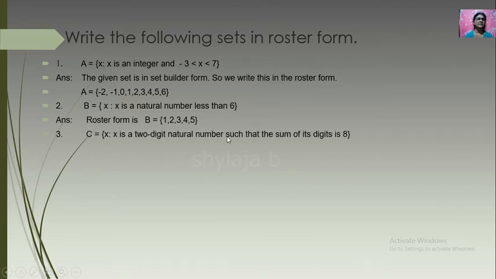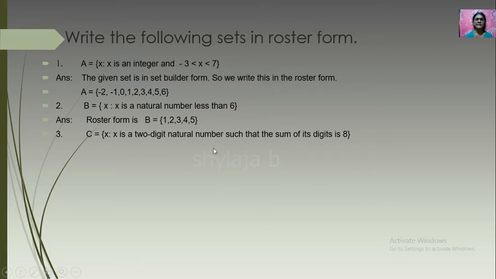Come to the third one. Set C is x such that x is a two-digit natural number such that the sum of its digits is 8. Add the digits, it is equal to 8. That is the rule. The number must be a two-digit natural number.